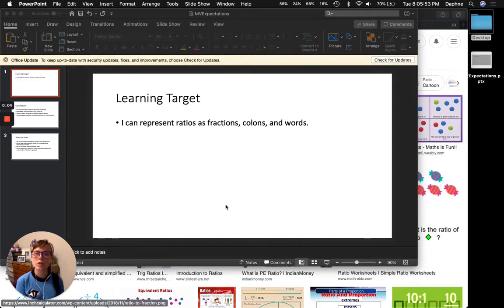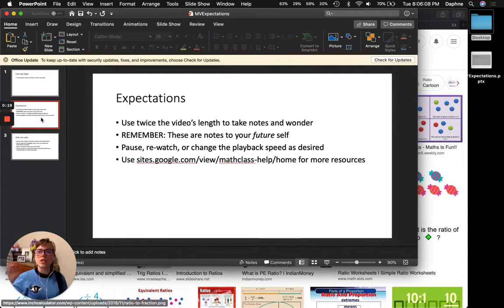I can represent ratios as fractions, colons, and words. If you don't know what a colon is, we'll go over that, but if you want to do a quick Google for it, you're welcome to. And fractions, I'm sure you've seen before, and words, you know what words are. Before we get started, I want to go over the expectations.